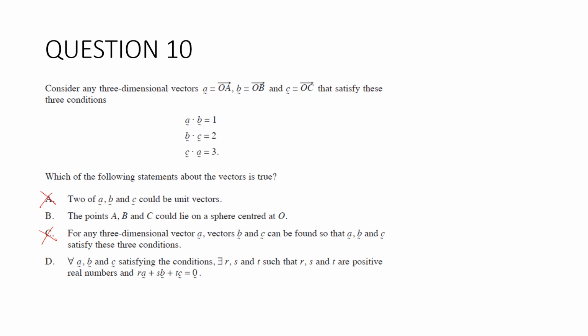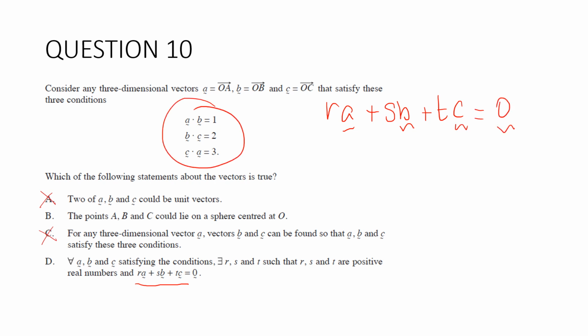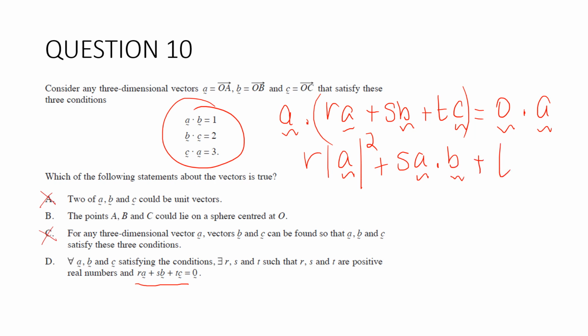And D: for all A, B and C satisfying the conditions, there exist R, S and T that are positive real numbers such that this is true. All right, so let's start with that. RA plus SB plus TC is equal to 0. Now we need to somehow get this involved. So let's take a dot product, both sides, with A. And expanding out, we get R magnitude of A all squared plus S A dot B plus T A dot C, which must be equal to 0.